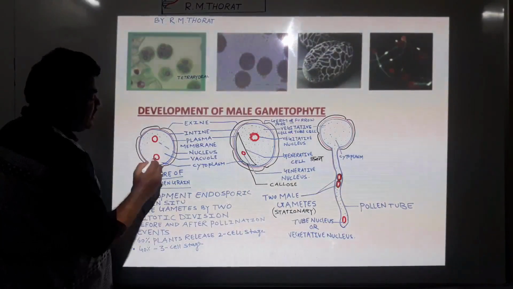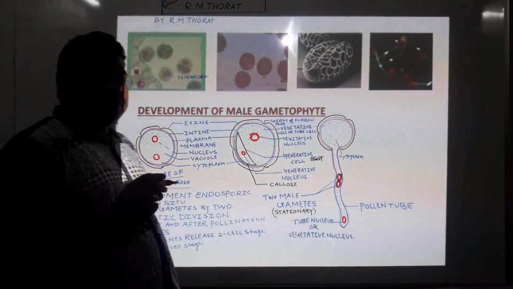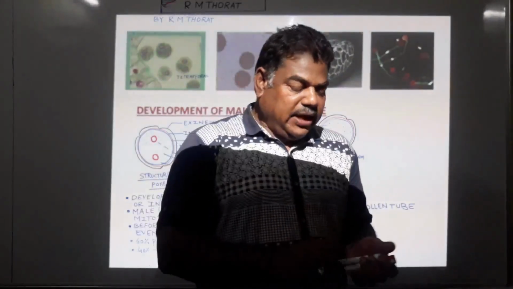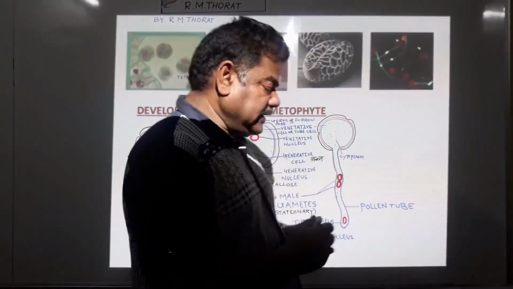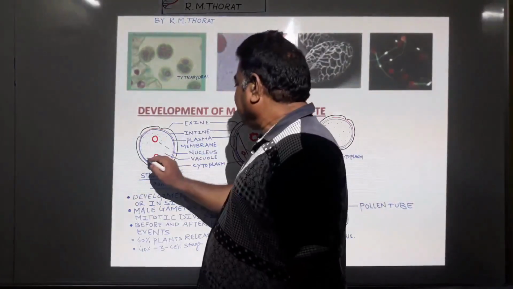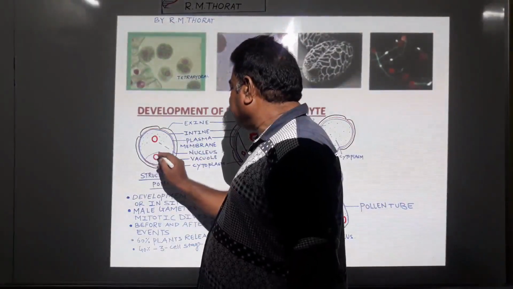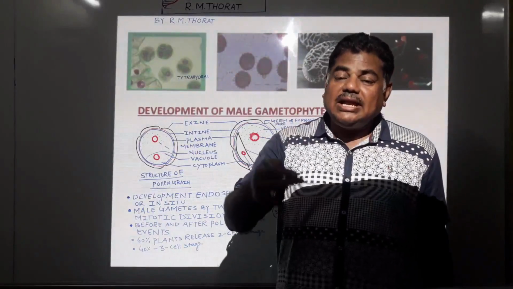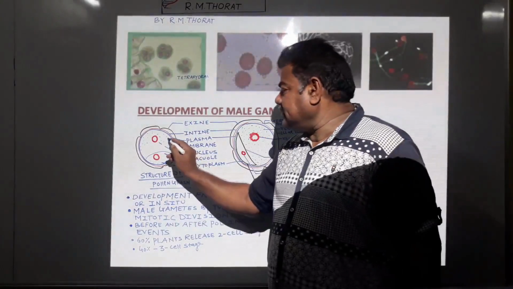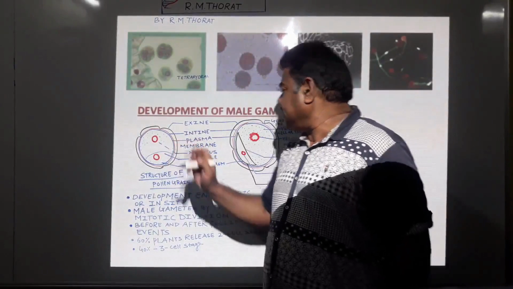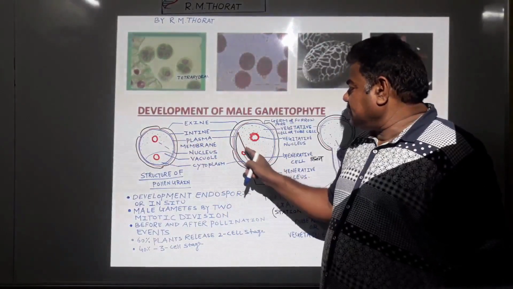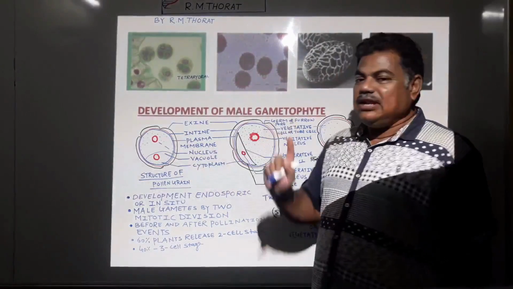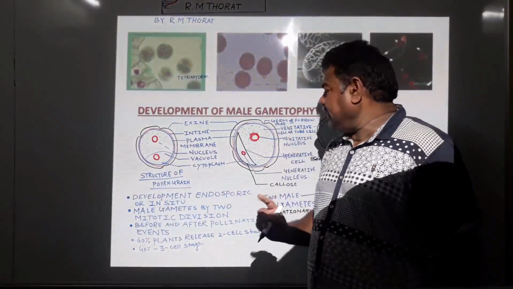When this nucleus divides into two nuclei, a cell wall formation takes place here like this. Due to this cell wall, two unequal cells are formed within the pollen grain.